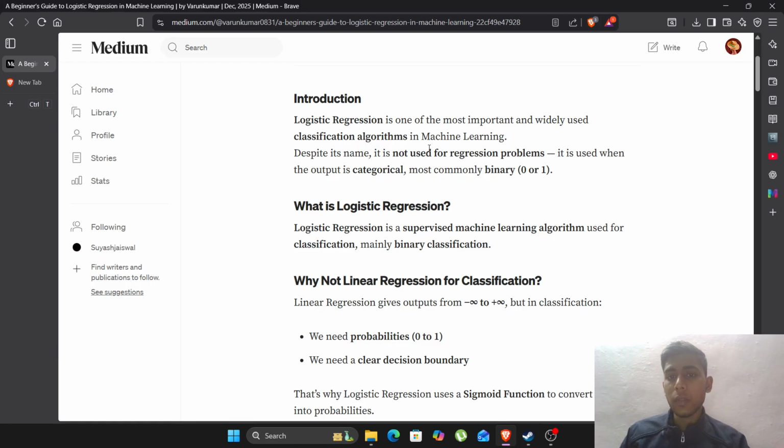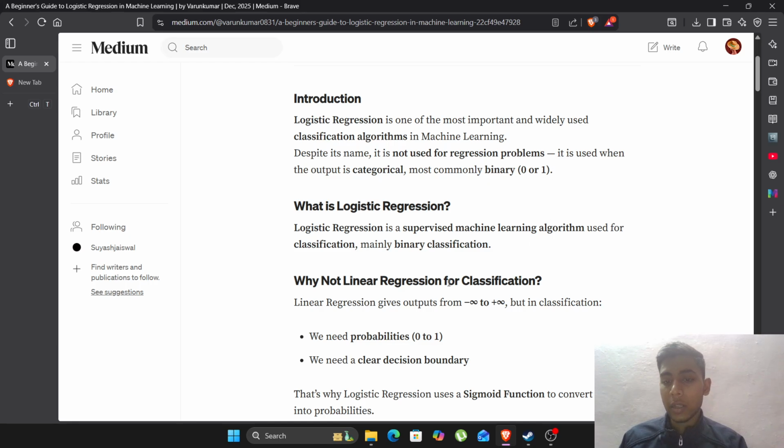Logistic regression is one of the most important and widely used classification algorithms in machine learning. Despite its name, it is not used for regression problems. It is used when the output is categorical, most commonly binary, 0 or 1. Now we will see what is logistic regression. Logistic regression is a supervised machine learning algorithm used for classification, mainly binary classification, and as we have seen in the example, most commonly binary 0 or 1.